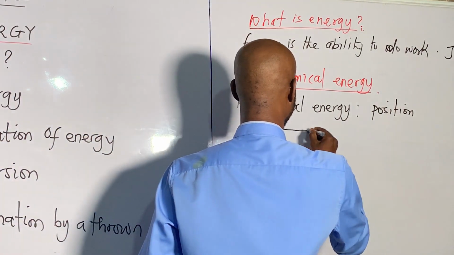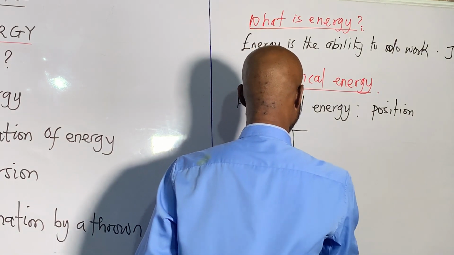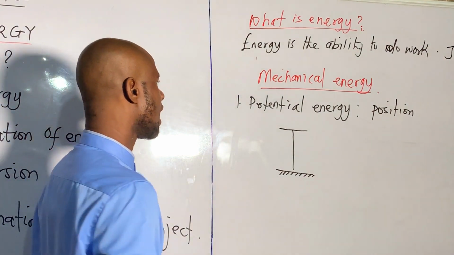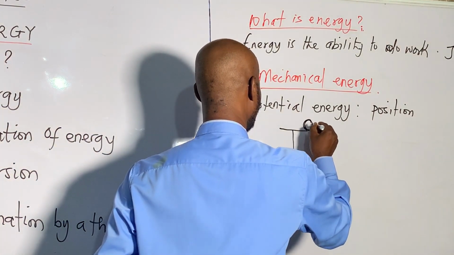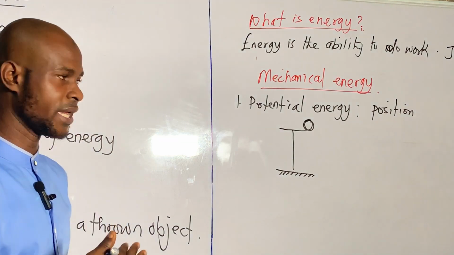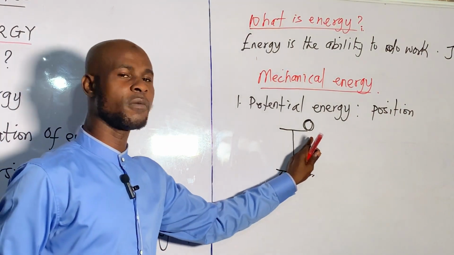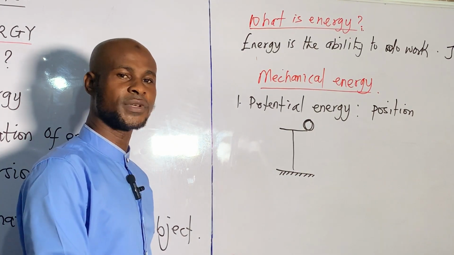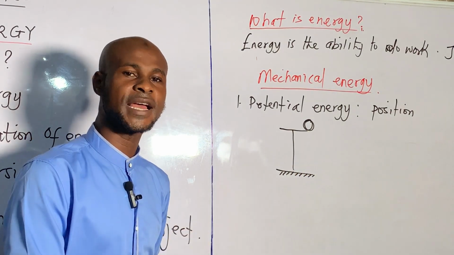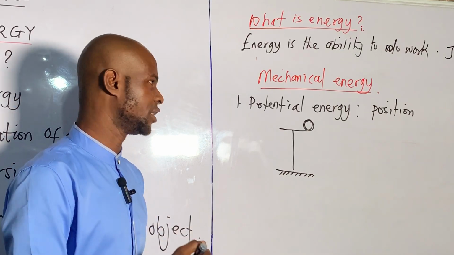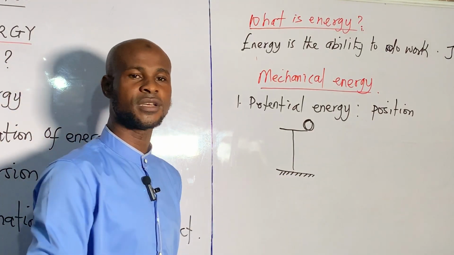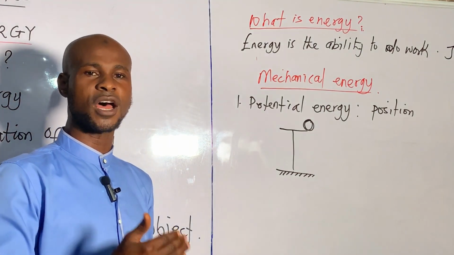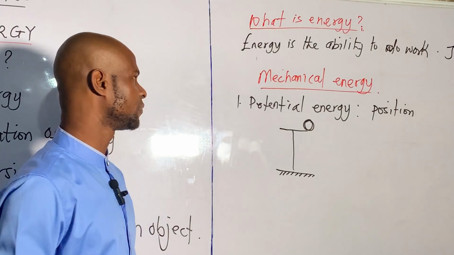Let's try to look at this. Let's assume I have a building. This is a building. I place an object on top of this building or on top of a table. Now, this particular object is at a particular position, and we say this object possesses potential energy. It has an energy here, which is what? Potential. So again, potential energy is the energy possessed by an object due to its position.